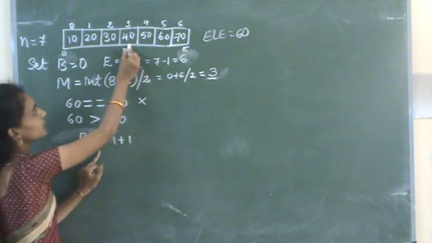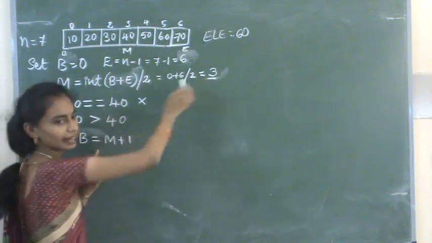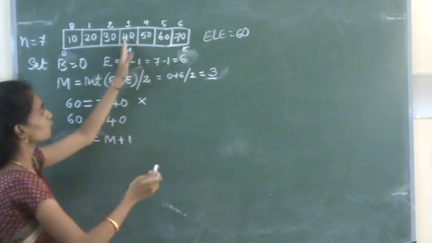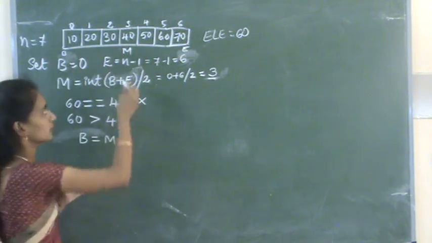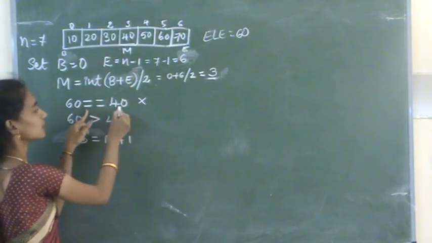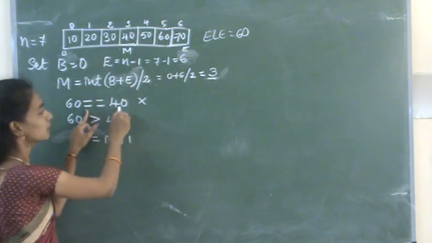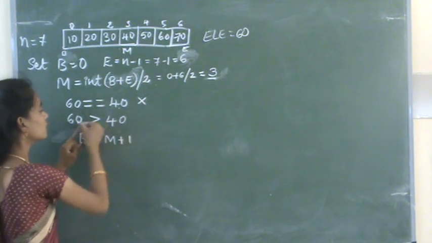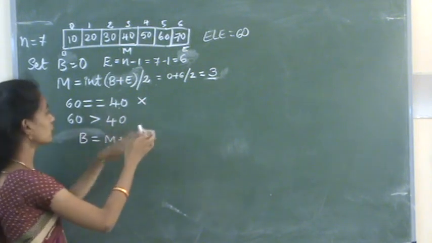So we are dividing this array as 2 parts. So after making the 2 parts, I will compare. So I will compare only the middle element. So first, what am I doing? I compare whether it is equal. So if it is not equal, we go for whether it is greater than or less than.